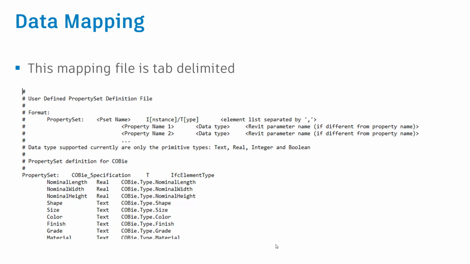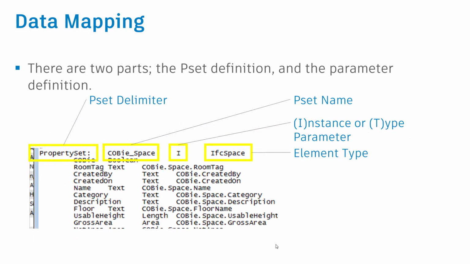Again, this is tab delimited, and just going into a bit of detail very briefly. It's broken down into different sections. We have the property set delimiter, which basically just says that it's creating a new property set, and then the property set name itself, whether that property set is instance or type based, and then the element that it's relating to. So you can define property sets for spaces, for particular object types, or for just elements in general.